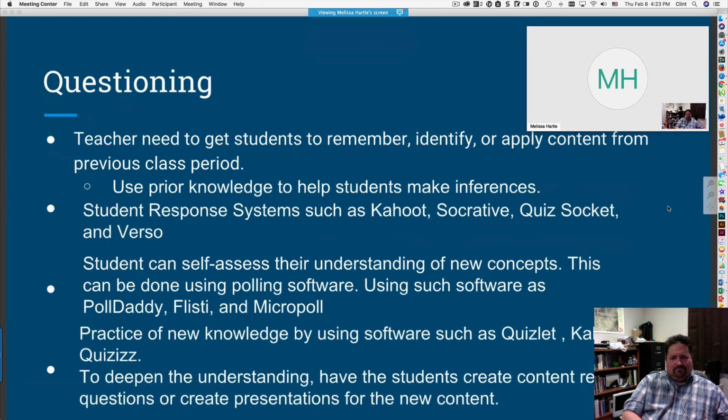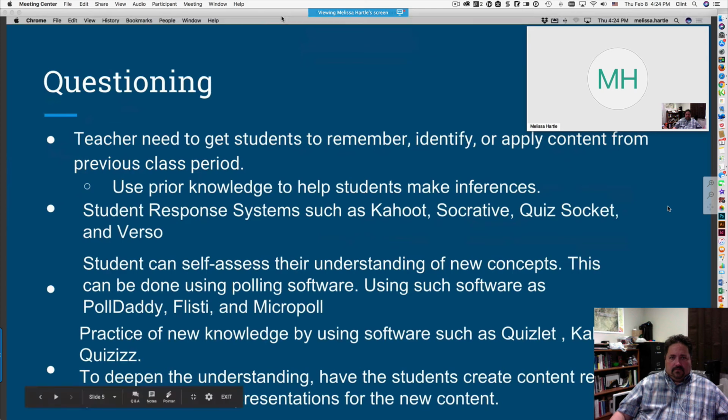And then practice the new knowledge by using Quizlet, Kahoot, quizzes, and then try to deepen their understanding and have them create content-related questions. Again, writing their own tests or quizzes, and create presentations for the new content that you're covering. And that is all we have.